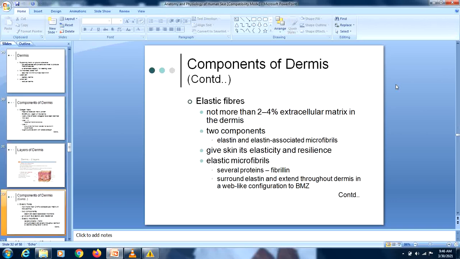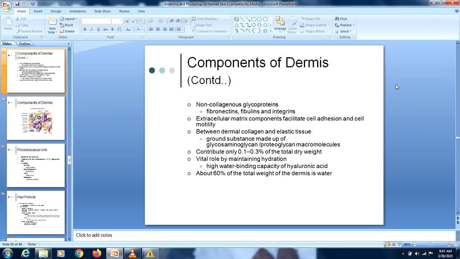Elastic fibers have two components, elastin and elastin associated microfibrils. They contain several proteins like fibrillin, which surround elastin and extend throughout the dermis in a web-like configuration to the basement membrane zone. Some other non-collagenous proteins like fibronectins, fibrillins and integrins are also present. Extracellular matrix components facilitate cell adhesion and cell motility. Between the dermal collagen and the elastic tissue, the ground substance is made up of glycosaminoglycan or proteoglycan macromolecules, with a vital role in maintaining hydration. About 60% of the total weight of the dermis is water.